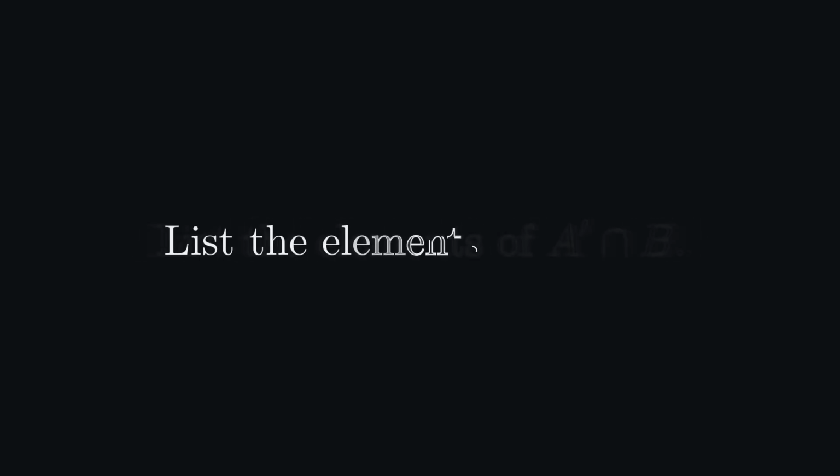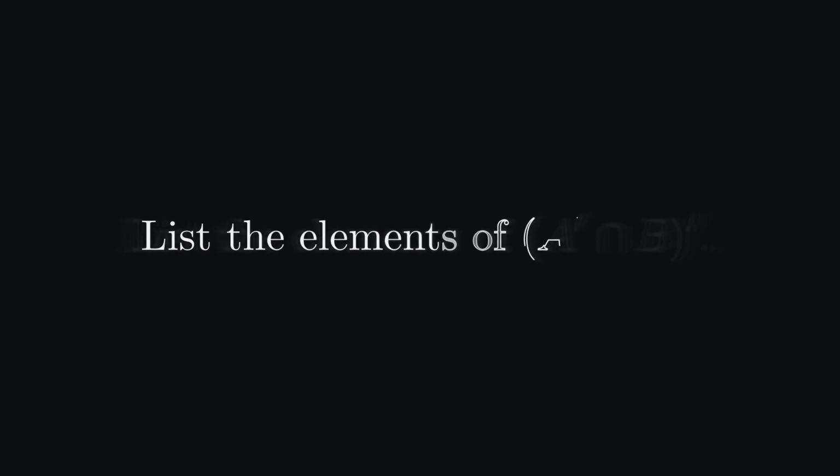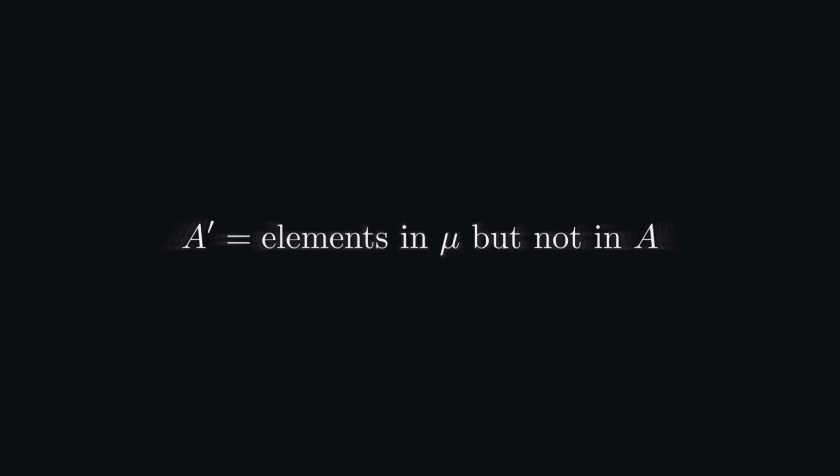Now, let's list the elements of A' intersect B. Next, we will find the elements of the complement of A' intersect B. First, let's understand the meaning of a complement. A' includes all elements in the universal set that are not in A.